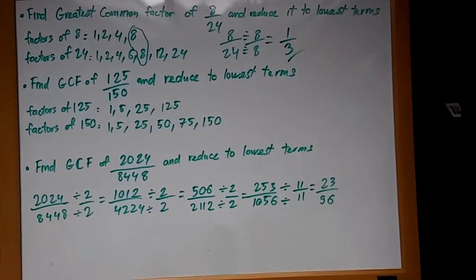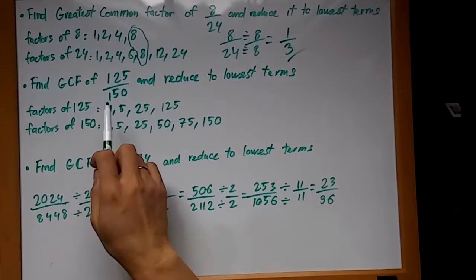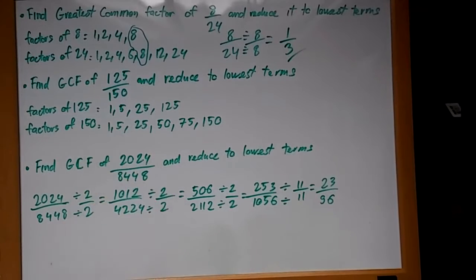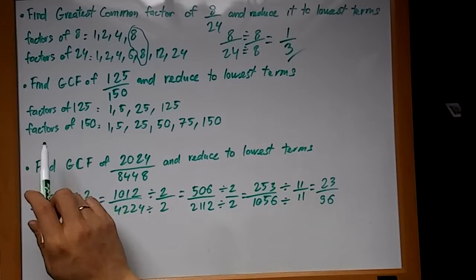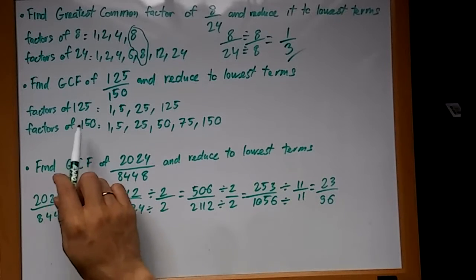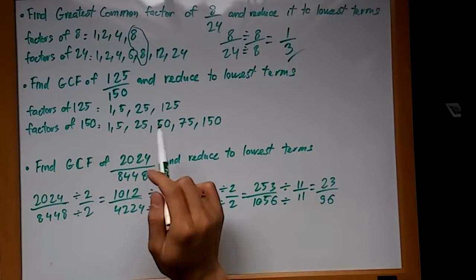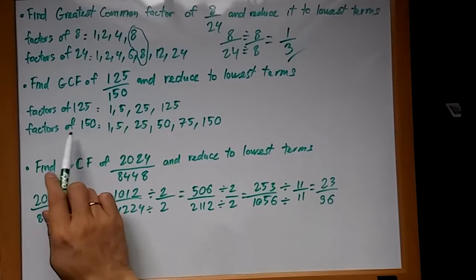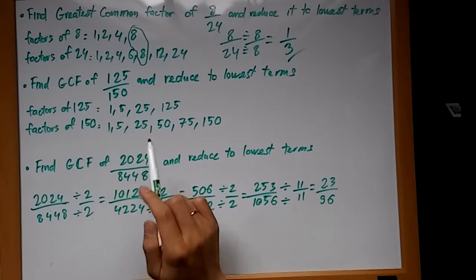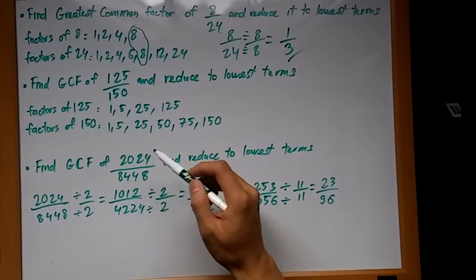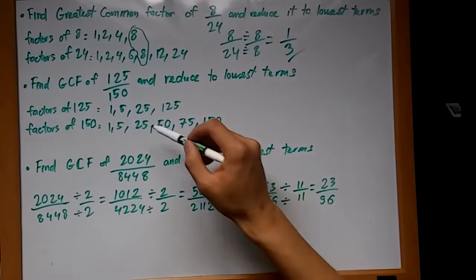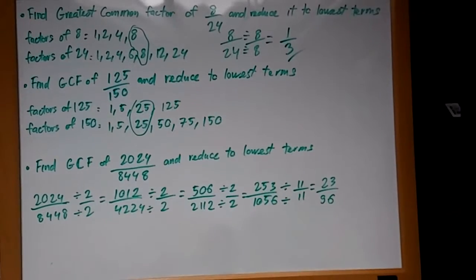Let's go over the second problem. Find the greatest common factor of 125 over 150 and reduce to its lowest terms. I already broke out the factors for you. Factors of 125 are 1, 5, 25, 125. Factors of 150 are 1, 5, 25, 50, 75, 150, and obviously the number that is the greatest in both lists is the number 25. And that is our greatest common factor.